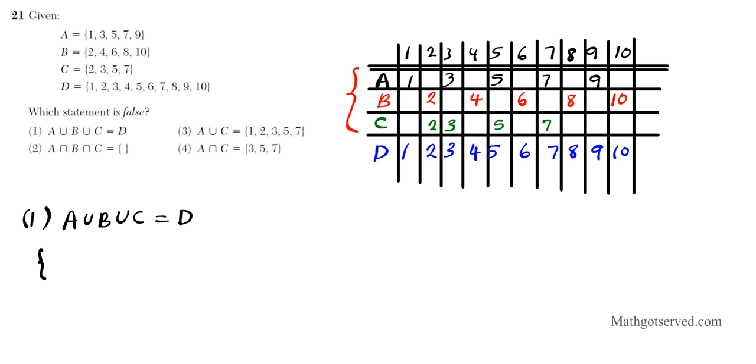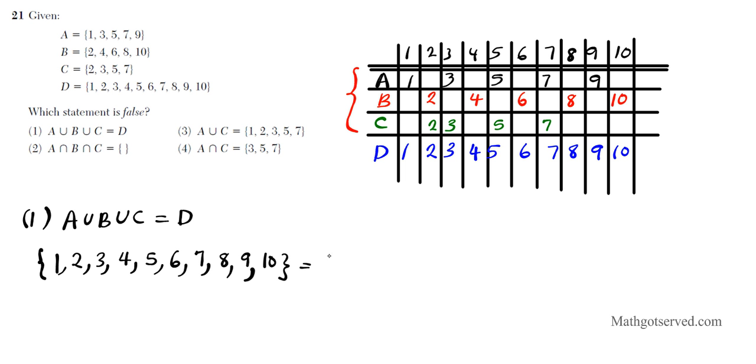So 1 is present in A, so that's included. 2 is present in B and C, perfect. 3 is present in A and C, included. 4 is present in B, it's good. 5 is present in A and C, included. 6 is present in B. 7 is present in A and C, included. 8 is present in B. 9 is present in just A, which is sufficient, so include 9. 10 is present in B. Then you have the union of all three. Okay, all these elements are present in one or more of these sets.